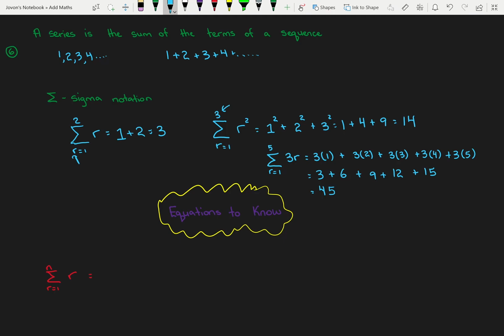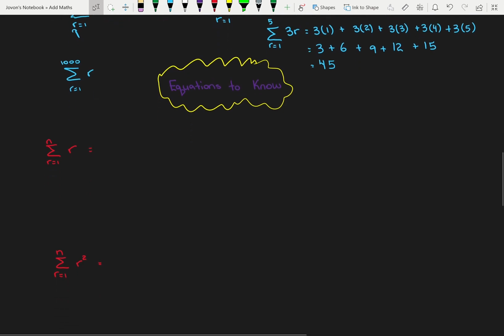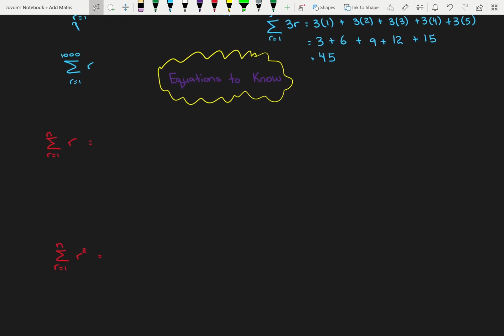So rather than going through this entire long process of multiplying and writing out all these terms, there is a simpler way to do it. Because just imagine someone gives you a term like the sum from r is equal to 1 to 1,000 of r. Could you seriously write out all these terms and add them up? No, because that wouldn't make sense, right? So what we have now is a list of equations that we could use to help us solve these things, right? So these are the equations that we need to know, okay?